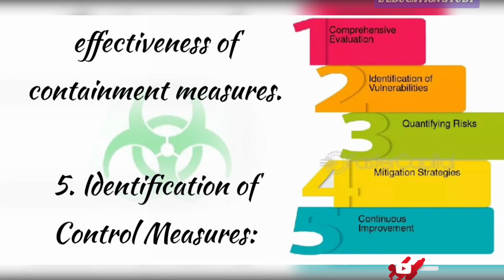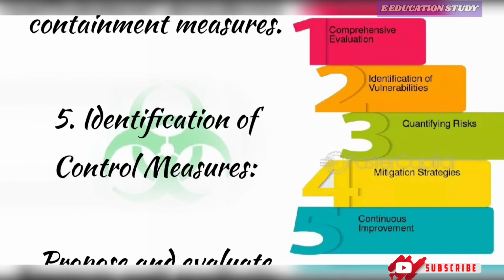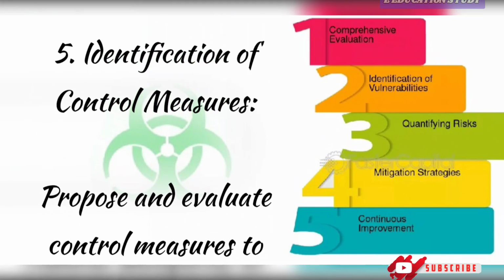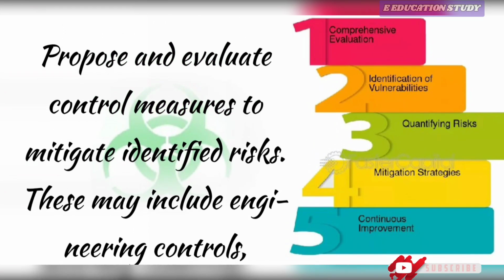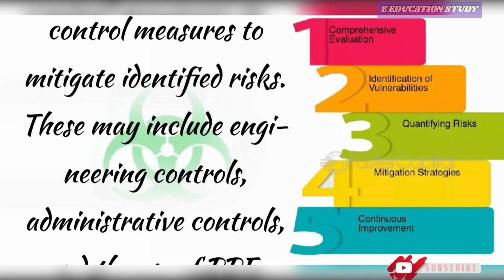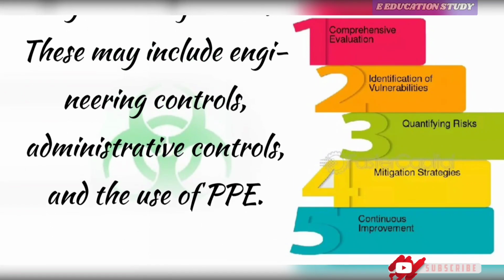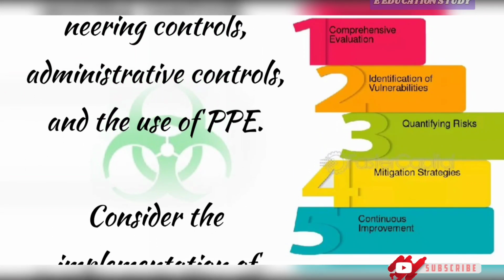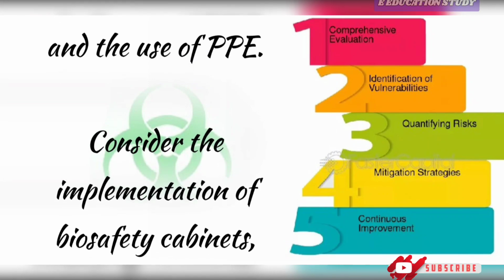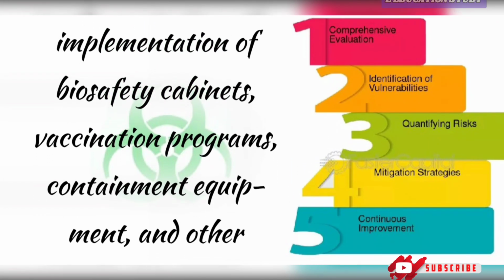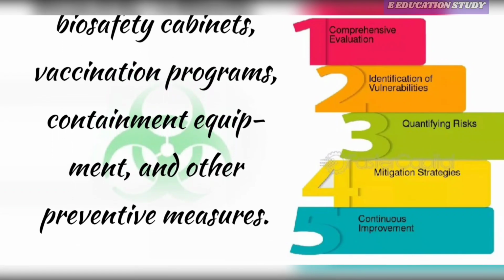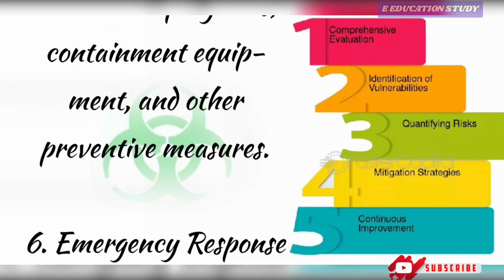5. Identification of control measures. Propose and evaluate control measures to mitigate identified risks. These may include engineering controls, administrative controls, and the use of PPE. Consider the implementation of biosafety cabinets, vaccination programs, containment equipment, and other preventive measures.